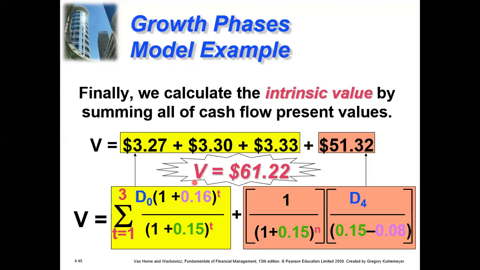If in the market, the market price of this share is higher than 61.22, if the market price is $65, then we will sell this share. And if the market price is $58 in the market, then we will buy from the market, because according to our analysis, the price should be $61.22.